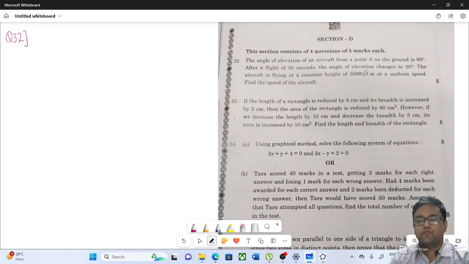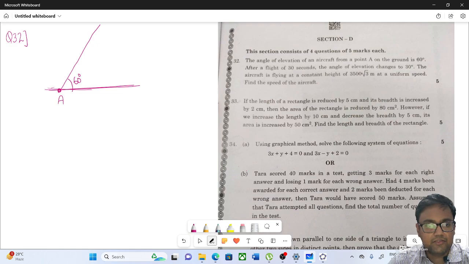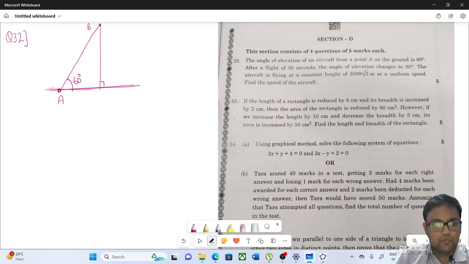The angle of elevation of an aircraft from a point A on the ground is 60 degrees. What does it mean, children? Point A is on the ground, right? There is a point A on the ground, and from there the person is watching an aeroplane, to which the angle of elevation made by his line of sight from his eyes to the aeroplane is 60 degrees, right? So here is the aeroplane. Let us say the aeroplane is at B, and this is the perpendicular from the plane back to the ground, right?